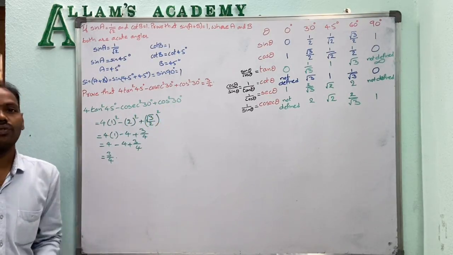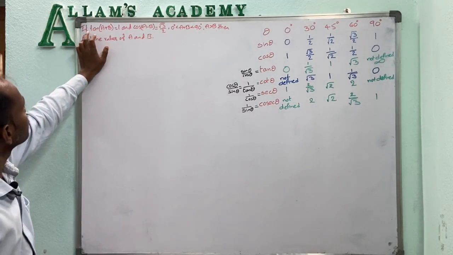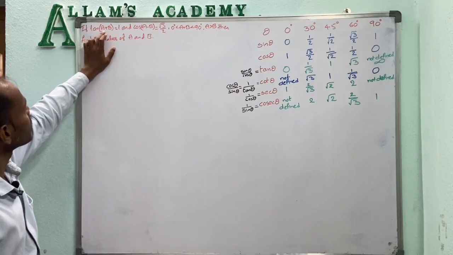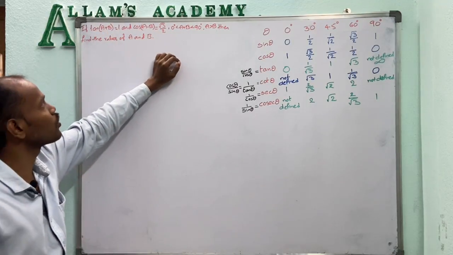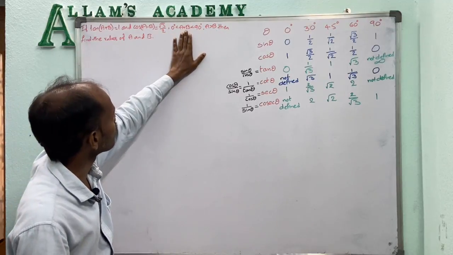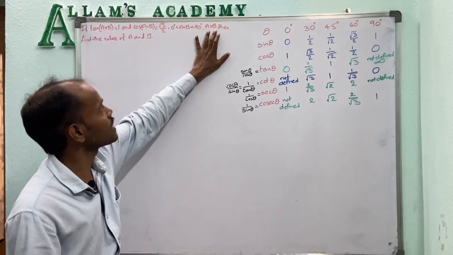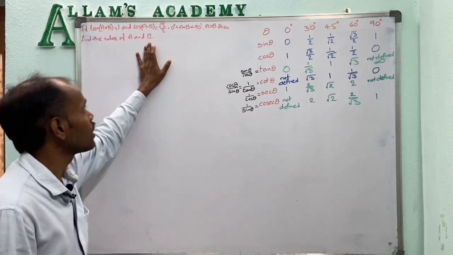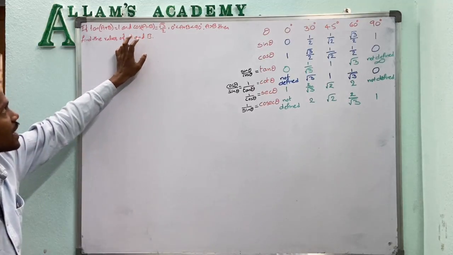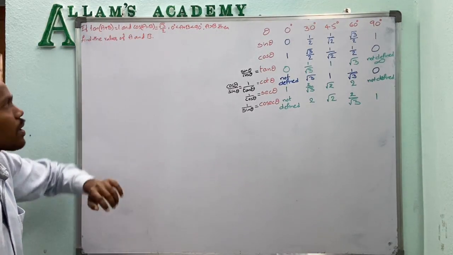Okay. The next problem: if tan of a plus b equals 1 and cos of a minus b equals root 3 by 2, where 0 is less than a plus b less than or equal to 90 and a is greater than b, then find the values of a and b. So here we have to find angle a and angle b. For that purpose, the information is given.